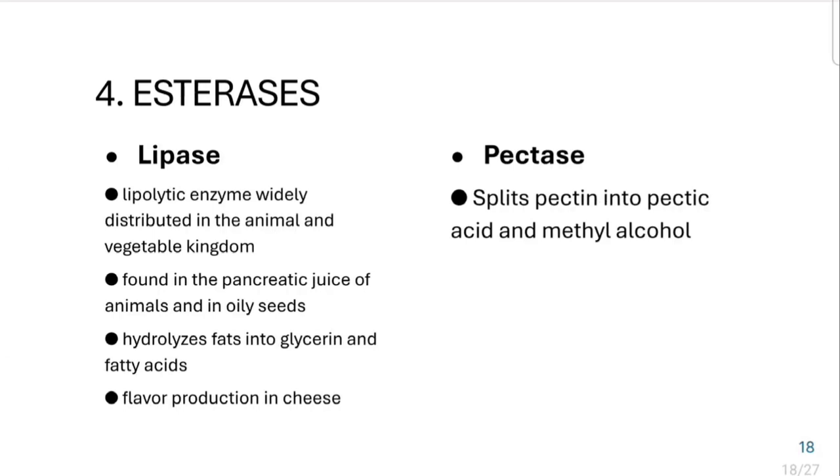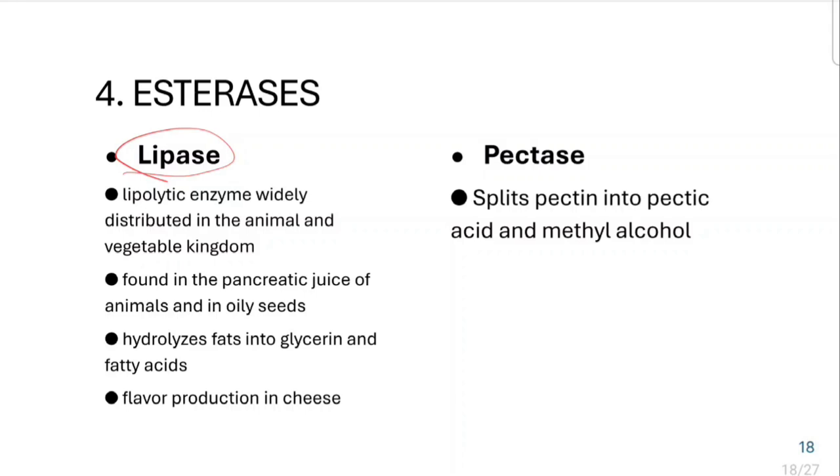Next, we have your esterases. Examples are lipase. This is a lipolytic enzyme, widely distributed in the animal and vegetable kingdom, found in the pancreatic juice of animals and in oily seeds. So it hydrolyzes fat into glycerol and fatty acid. So it degrades fat. That's why lipase is a lipid-degrading enzyme. It is also used for flavor production in cheese production.